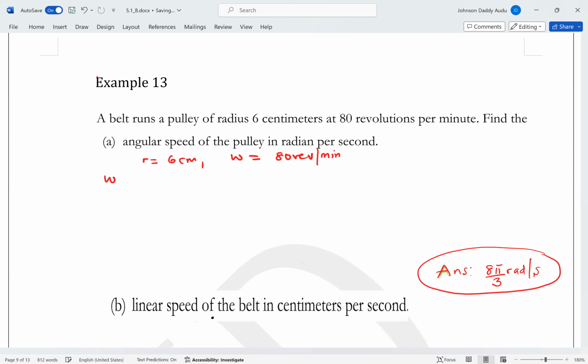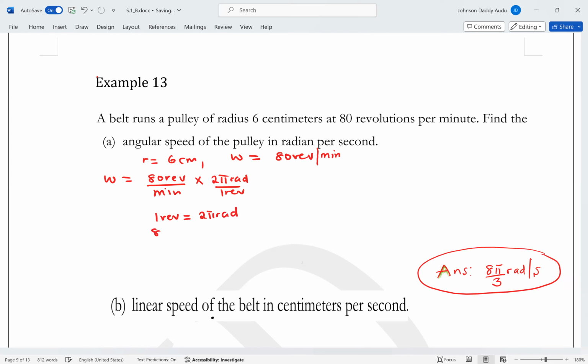So here, angular speed is already given as 80 revolution per minute. You want it in rad per second. So we just multiply this by what? By 2 pi rad over what? 1 revolution. Because we know that 1 revolution is equal to 2 pi rad, right?